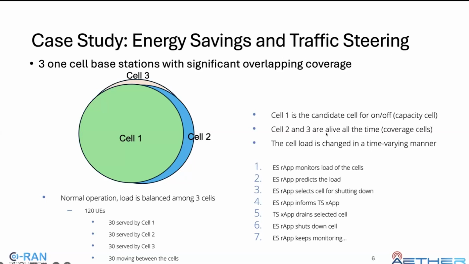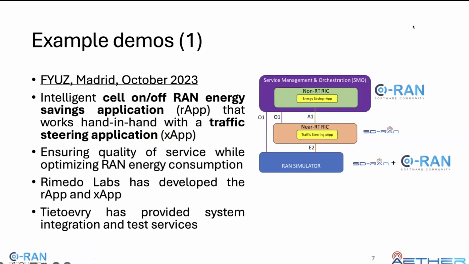And how can we do that? We could have an energy savings RAP, which can do predictions based on AI/ML models, and also a traffic steering XApp that would work hand in hand with the energy savings RAP in order to drain the cells before shutting them down, such that users are not affected. So keeping this use case in mind, there were some demos happening with open source software.